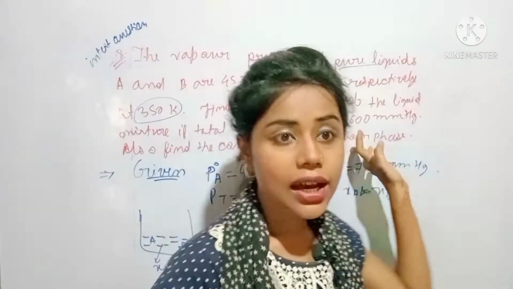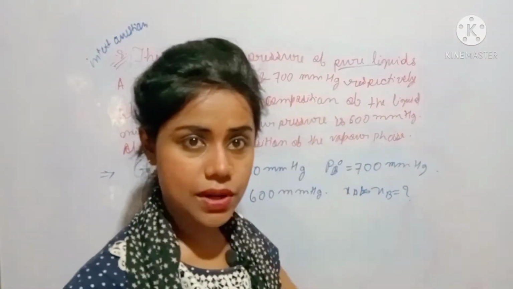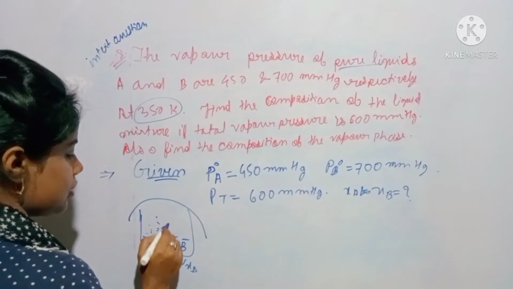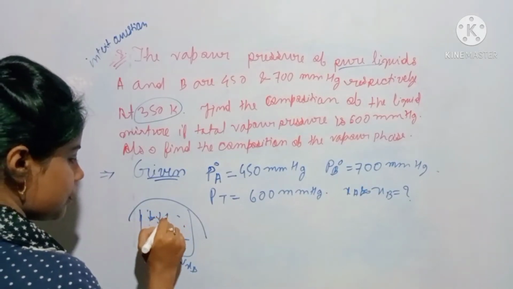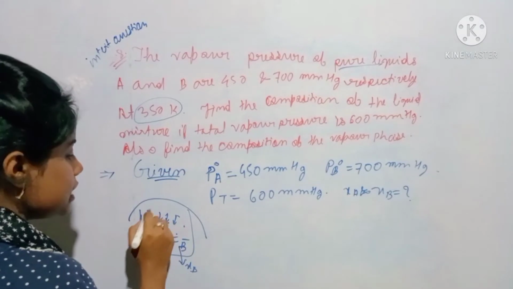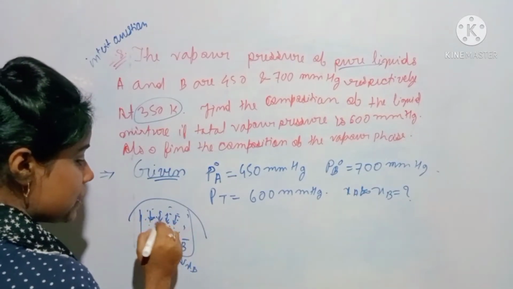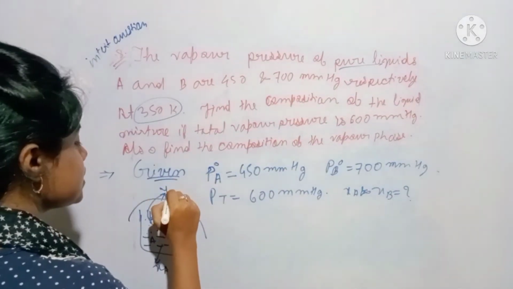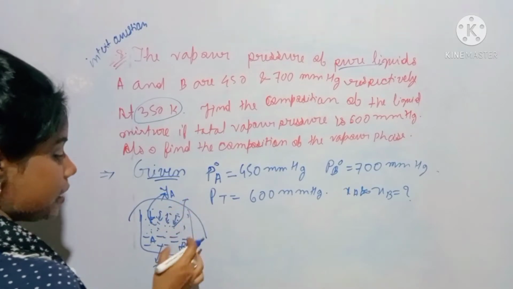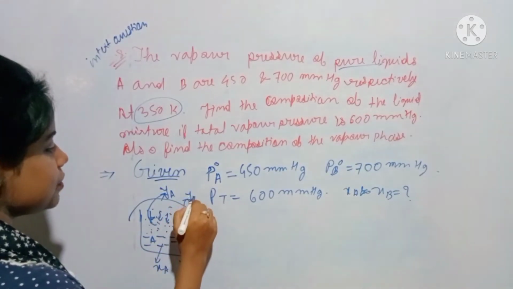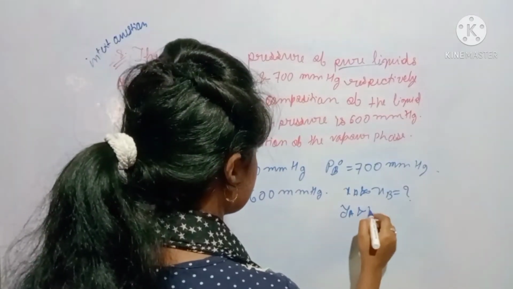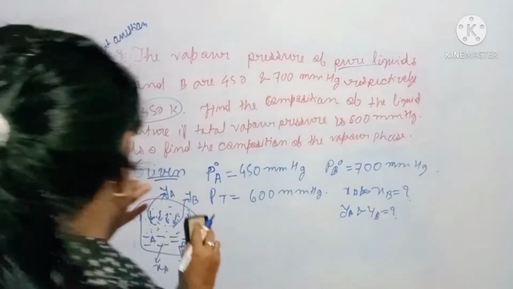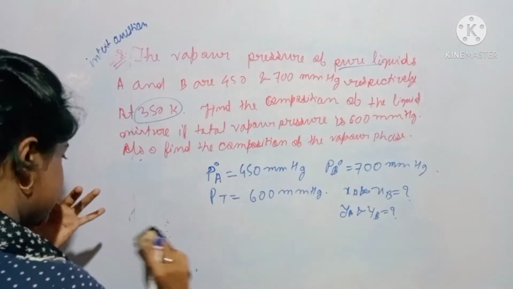It's important. I already told you about this in previous videos. Whenever we cover the liquid, it has some vapor, and this vapor gives some pressure, known as vapor pressure. The vapors also have some composition. For the vapor of A, the composition is YA, and for the vapor of liquid B, the composition is YB. So we have to calculate YA and YB also. Now it's time to solve this question, and these are the given things.